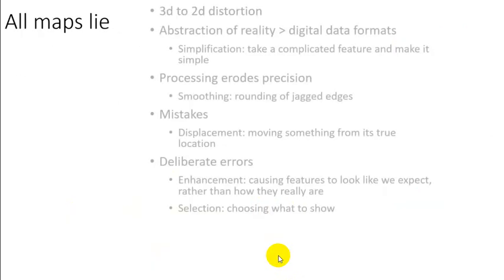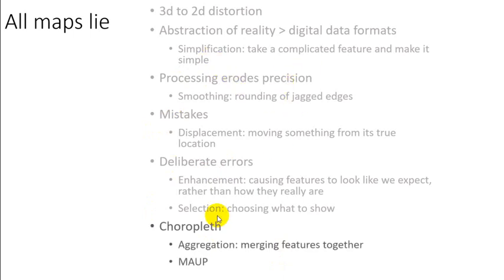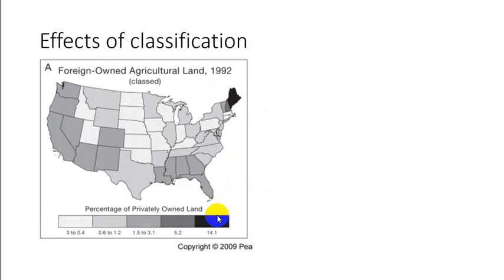Okay, so we've talked about all maps lying for a lot of different reasons: mistakes, eroding precision, etc. Let's talk about choropleth maps. This is one of the most common ways of mapping data and not just locations. What we're talking about is aggregating or classifying and then giving each areal unit a color based on the numeric values that fall into those classes.